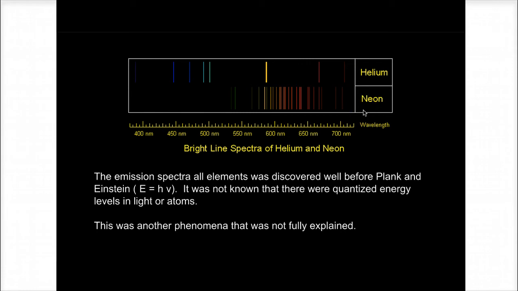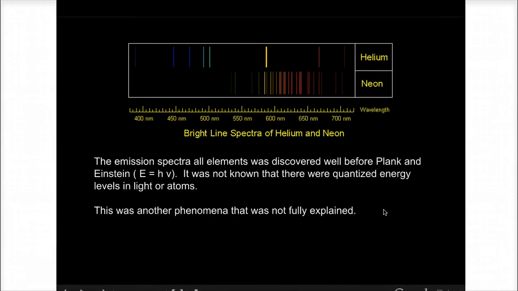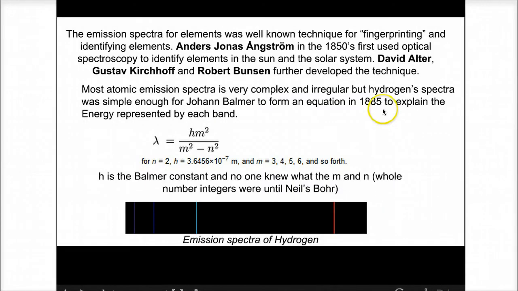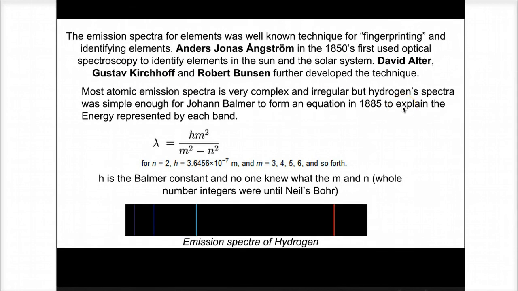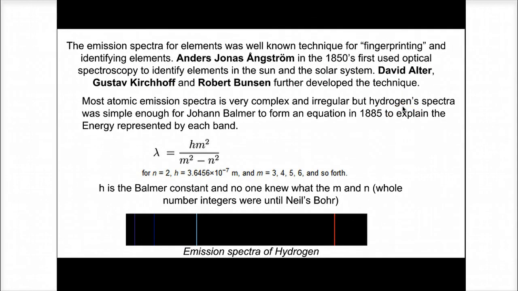So the people that were actually working on this phenomenon were Anders Johannes Angstrom. That's where the angstrom unit came from. And David Alter, Gustav Kirchhoff, and Robert Bunsen were all people that were working toward the technique of trying to break the light into individual bright line spectra and analyzing them.